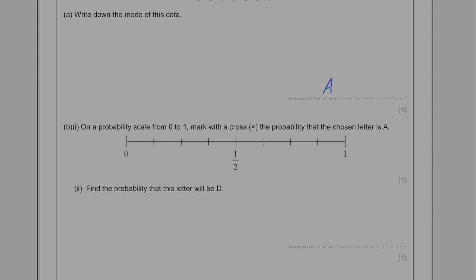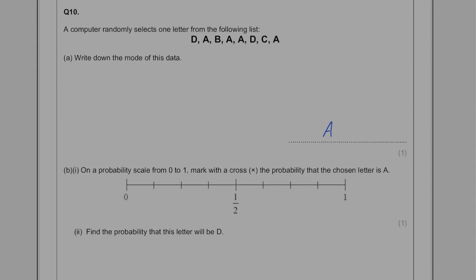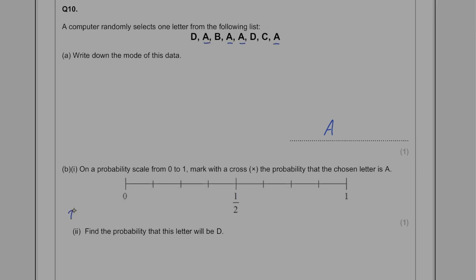But B, on a probability scale from 0 to 1, mark a cross at the probability that the chosen letter is an A. Well, I've got 1, 2, 3, 4 A's, so the probability of A is going to be equal to 4 out of the number of letters, so 4, 5, 6, 7, 8. 4 out of 8, which is equivalent to a half. So my cross will go at a half.